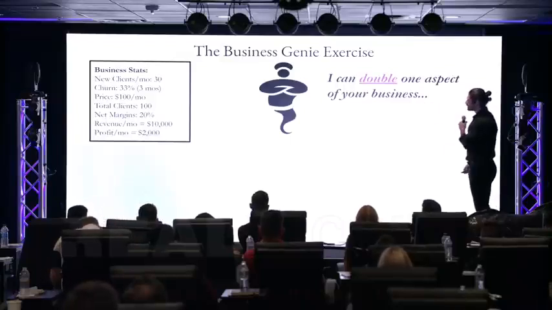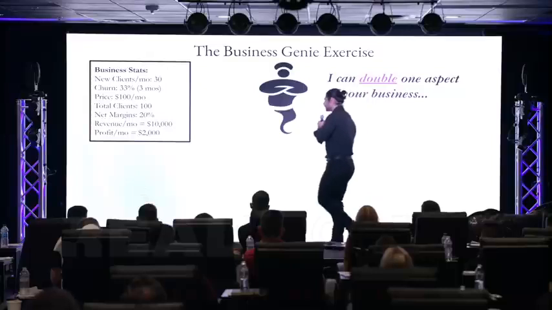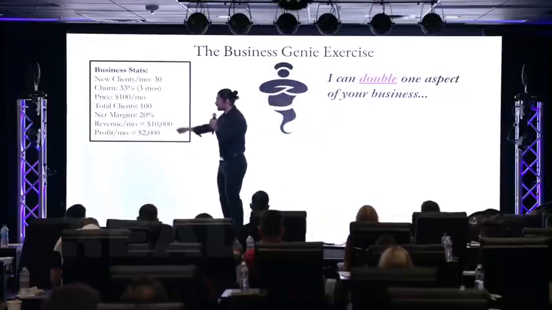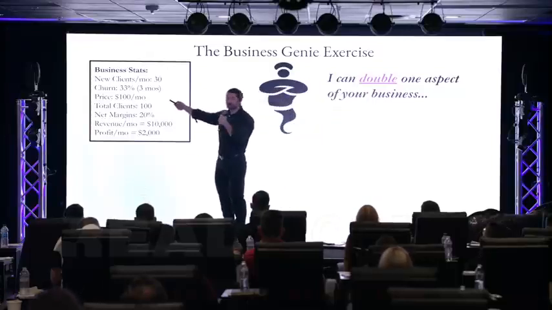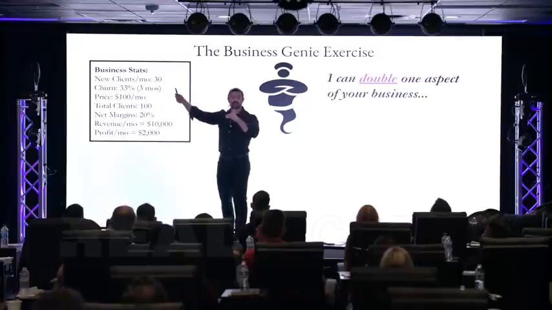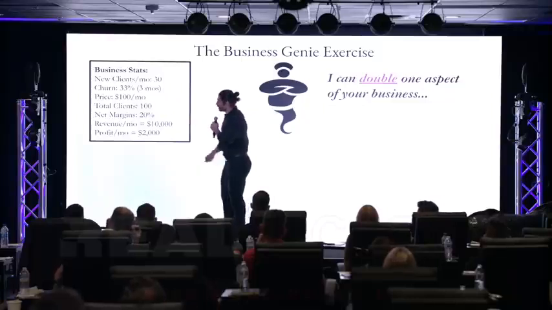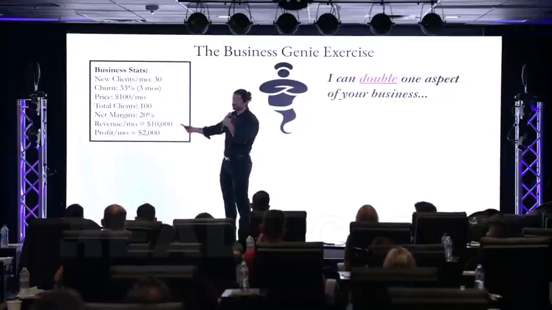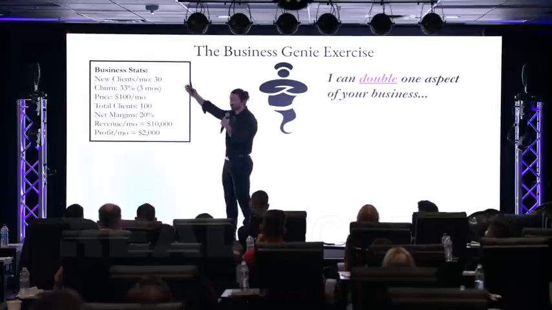This is our sample business. We get 30 new clients a month, 1 client a day. The average client stays with us for 3 months. The price per month is $100. We currently have 100 clients. We're at a point of equilibrium. That means that we're not going to grow at this rate. We're not going to shrink at this rate. We're going to stay even. We have 20% margins. We're doing $10,000 a month, which means we're taking home $2,000 a month. Sad face. This is our business.